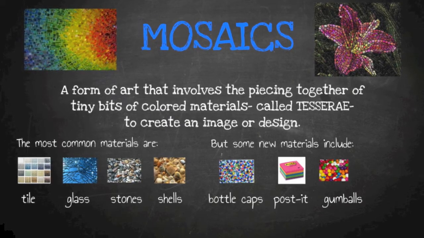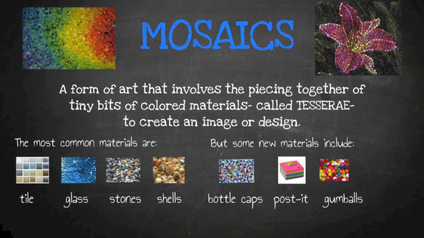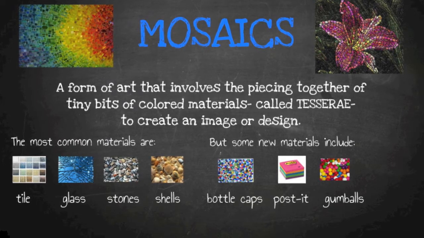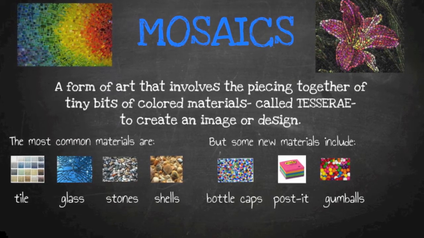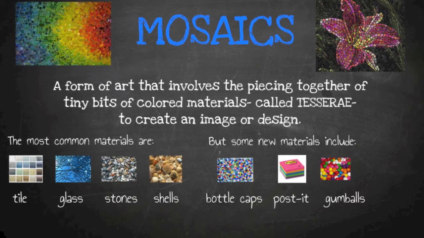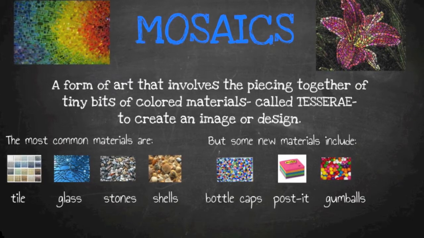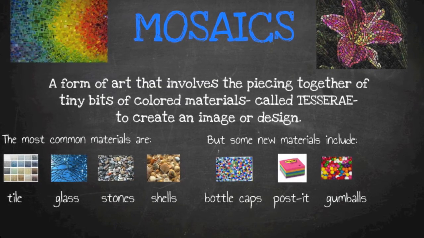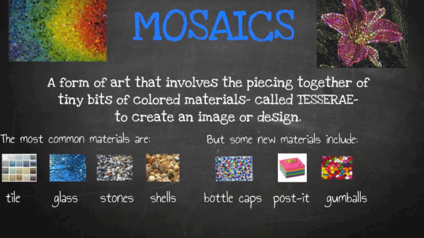Today we are going to create a mosaic. A mosaic is a form of art that involves the piecing together of tiny bits of colored materials, called tesserae, to create an image or design. The most common materials are tile, glass, stones, and shells, but some new materials include bottle caps, post-it notes, and gumballs.